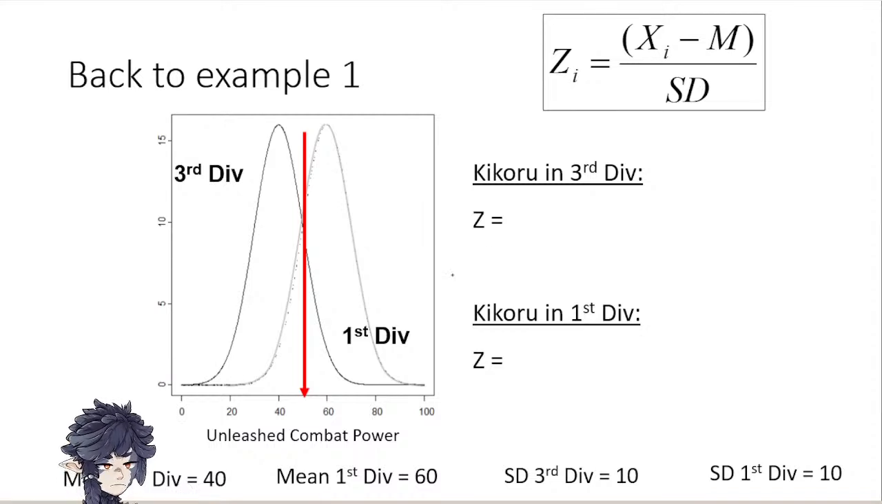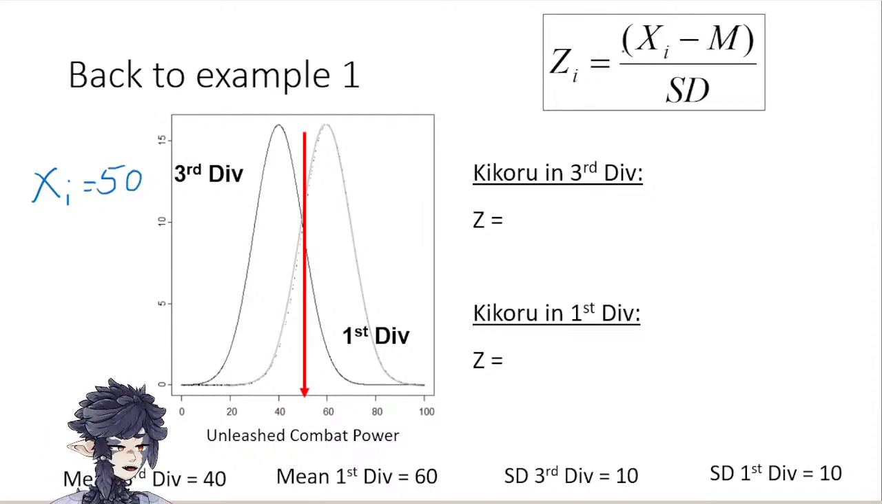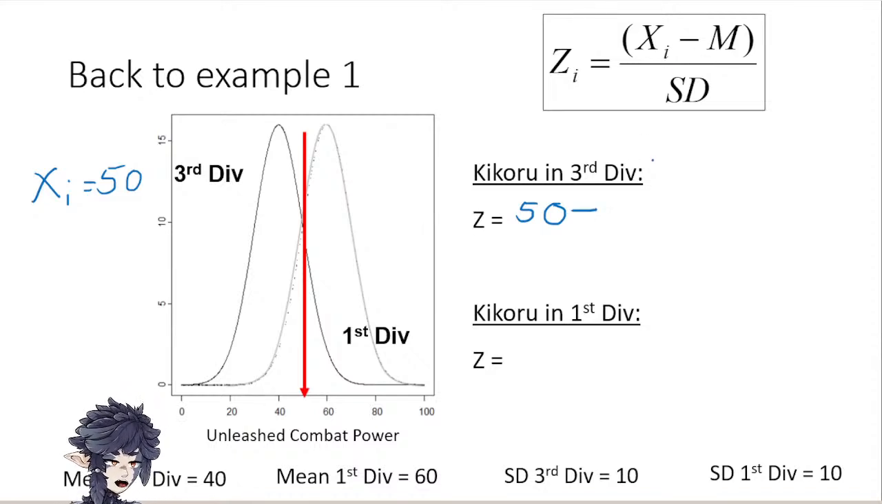Let's calculate her z-scores. First things first, let's look at the formula. The first thing I always ask myself if I'm not sure where to start is, what information do I have? I've already told you that Kikoru's unleashed combat power, at least for this example, is 50%. So her score is 50, and I can start by plugging that in. Then to figure out if she's above or below the mean, we subtract the mean from 50. Right now we're working in the third division, where the mean is 40%. So that's 50 minus 40.